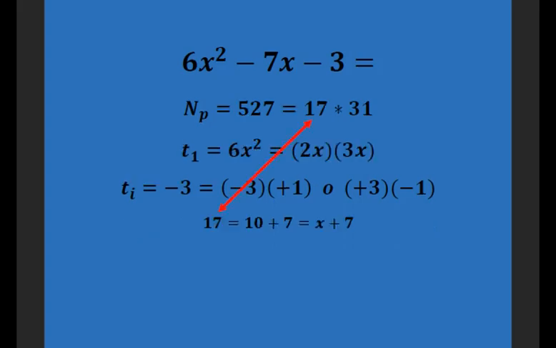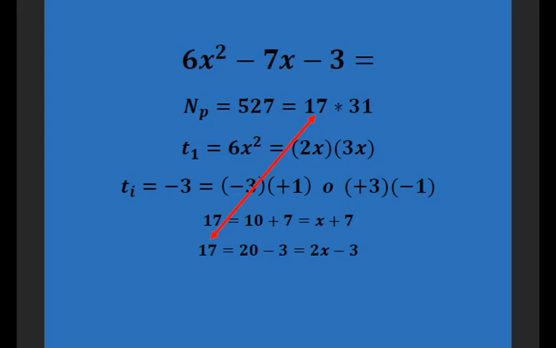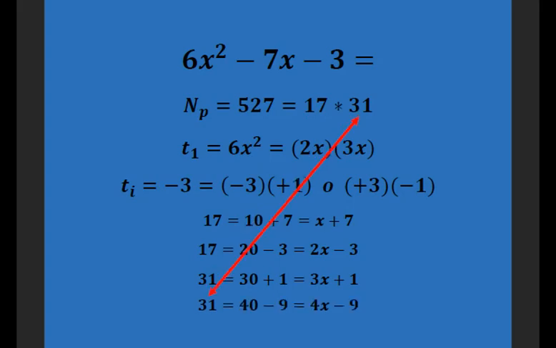The prime number 17, which arithmetically equals 10 plus 7, algebraically equals x plus 7. The prime number 17 also arithmetically equals 20 minus 3, which algebraically equals 2x minus 3. The prime number 31, which arithmetically equals 30 plus 1, algebraically equals 3x plus 1. The prime number 31 also arithmetically equals 40 minus 9, which algebraically equals 4x minus 9.